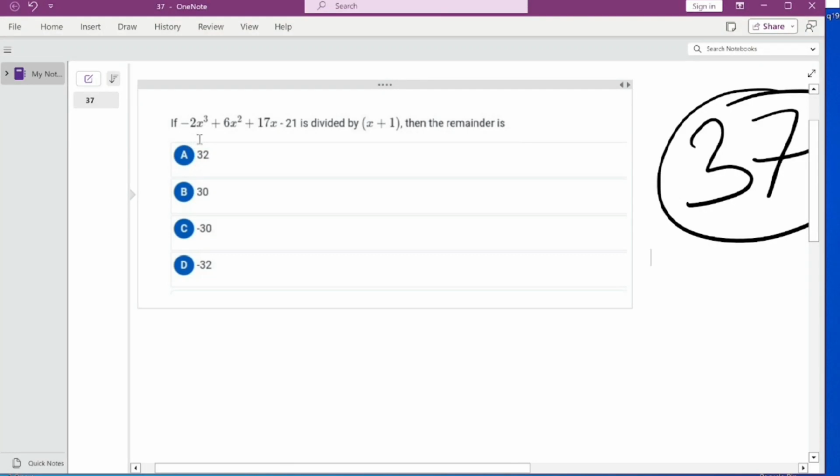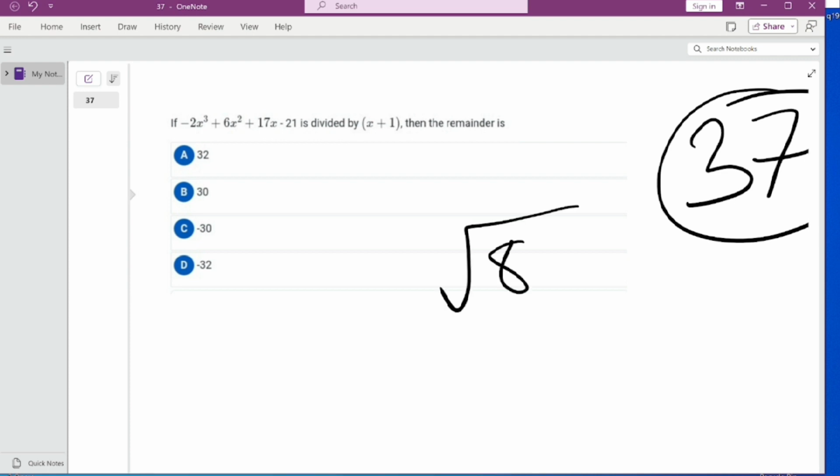If minus 2x to the power of 3 plus 6x to the power of 2 plus 17x minus 21 is divided by x plus 1, the remainder is... Looking at this question, you see this is a polynomial question, and it's just a division of polynomials, and it's similar to your long division where you have 8 divided by 2.